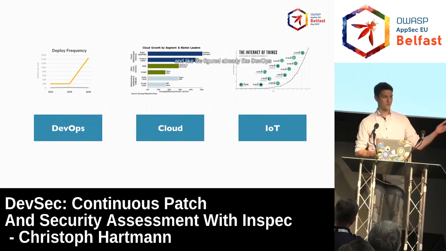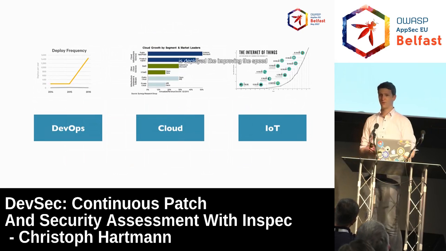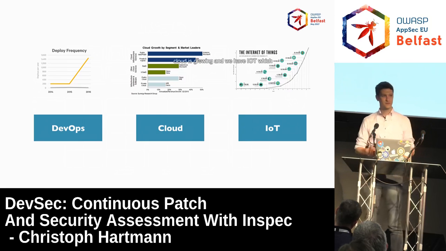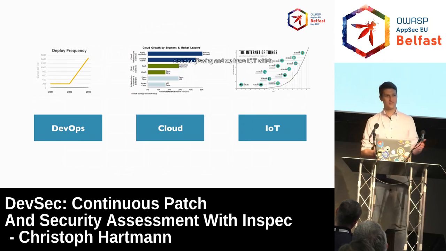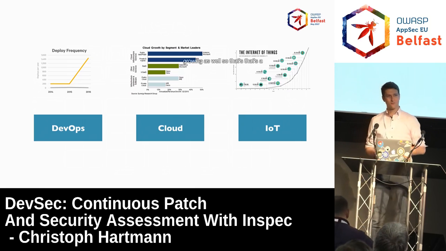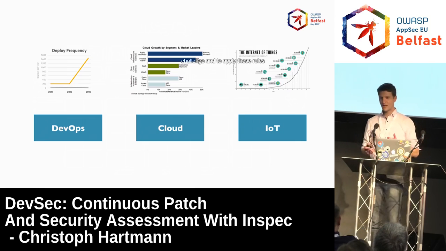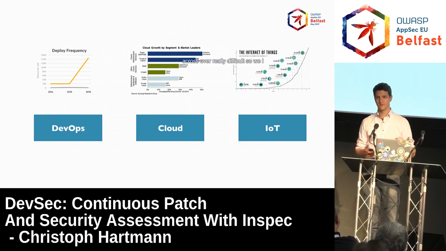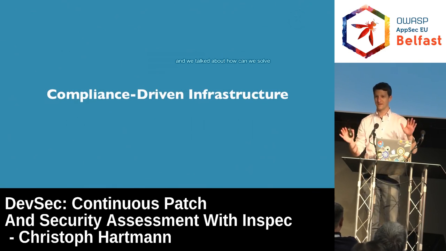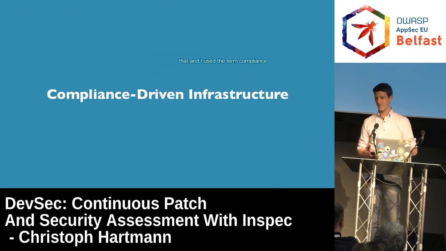And like we figured already, DevOps is improving the speed, how fast we deploy. Then we have cloud growing, and we have IoT, where the number of devices is now growing as well. So that's a challenge, and to apply those rules across all of it is really difficult. So I will talk now about the solution. We talked about the problem, we've seen it, and now we talk about how we can solve that.